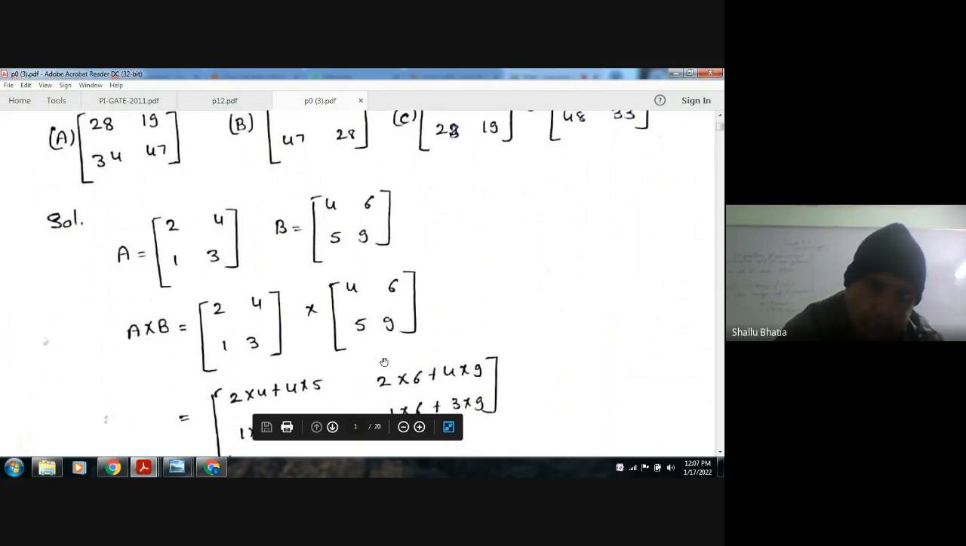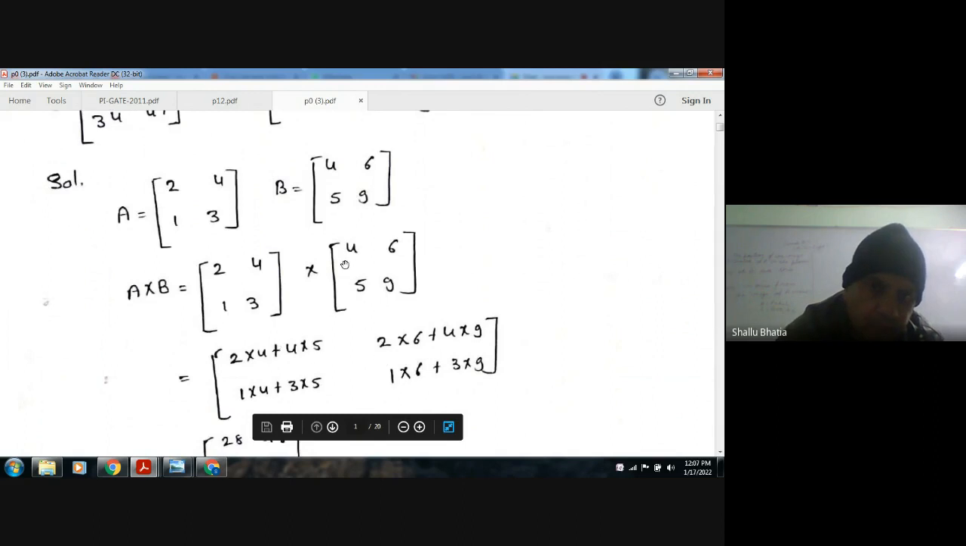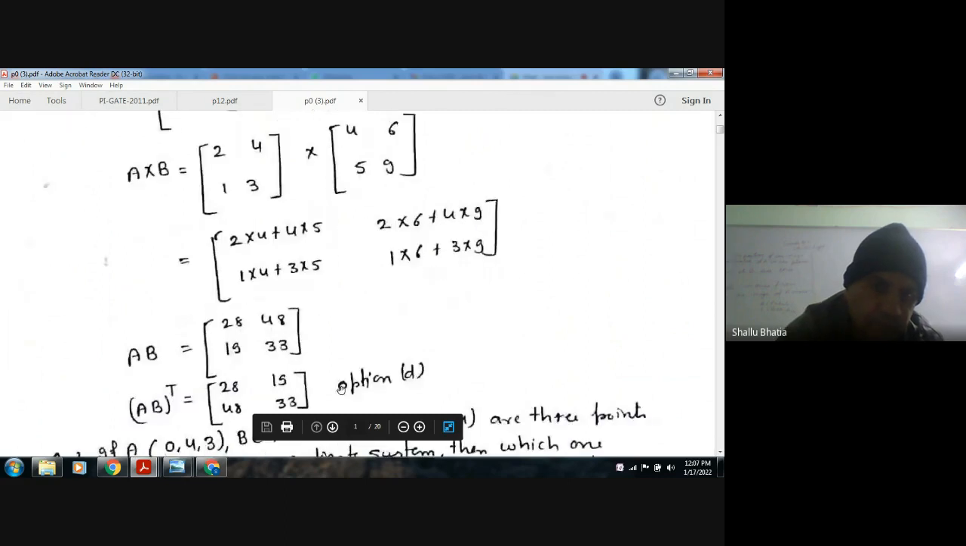And the second element, this element, is 2 into 6 and 9 into 4. Similarly, the third element, this element, is 1 into 4 and 3 into 5. Similarly, the last element is 1 into 6 and 3 into 9. So the product comes out as this, and the transpose of this product is here, 19 comes here and 48 comes here. So the answer is your B.